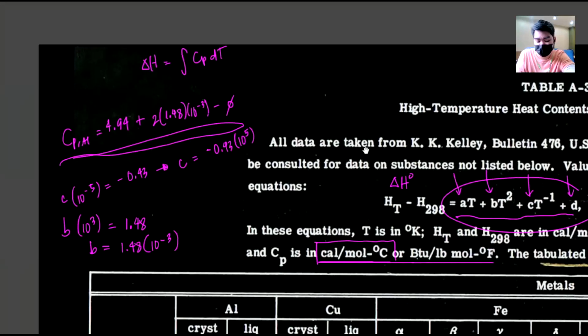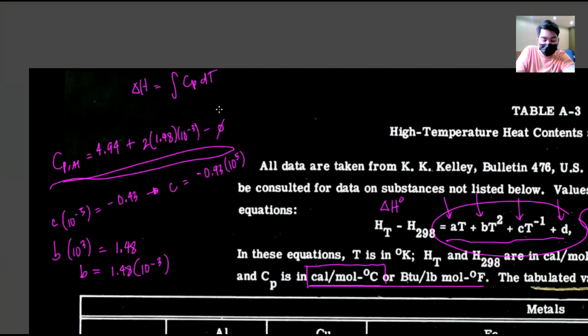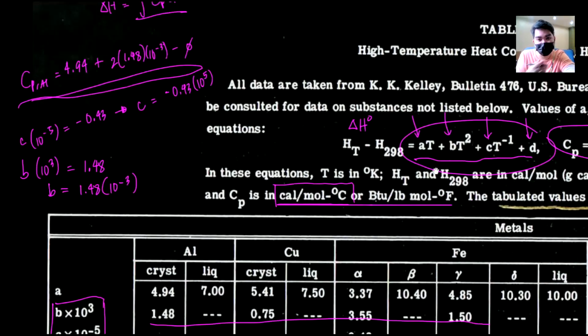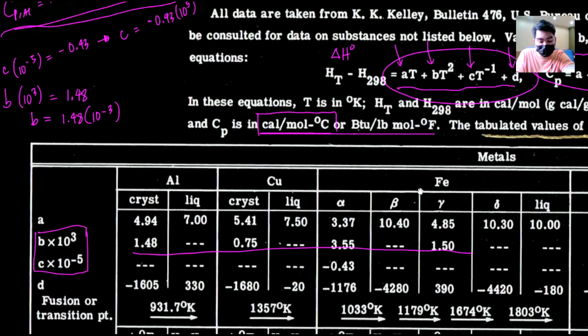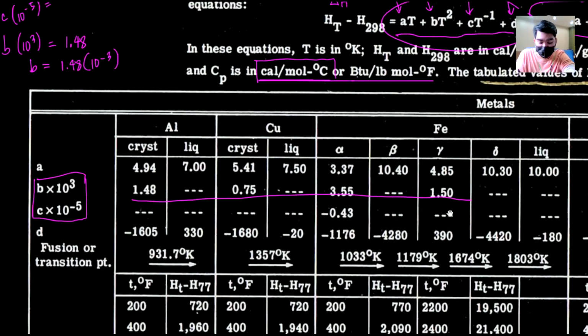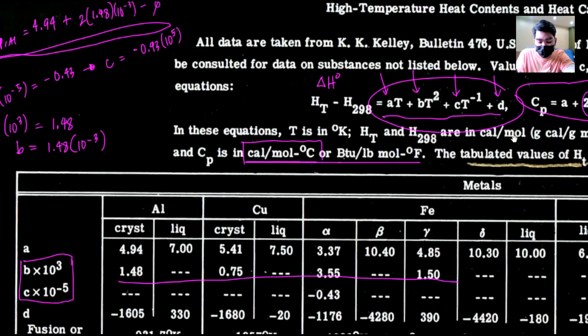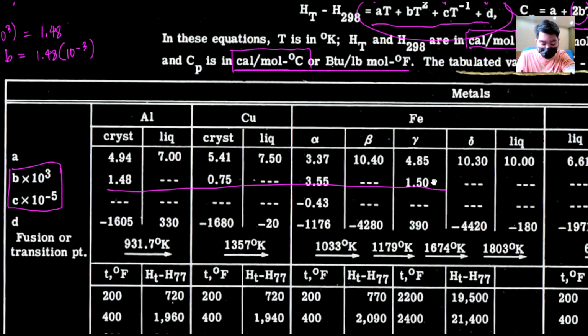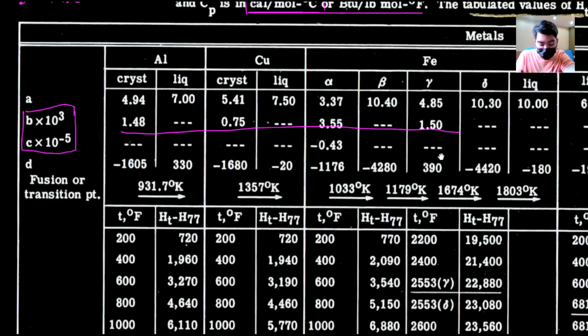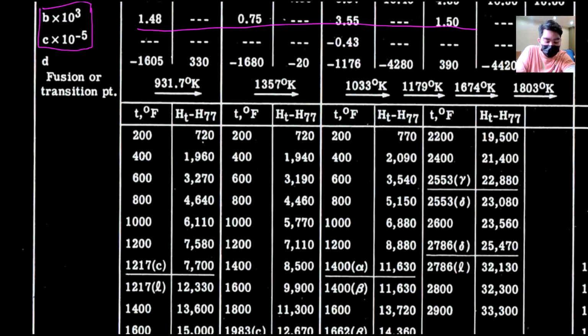Pero for me, I just use itong CP dt form. Tapos i-evaluate ko lang siya. Tapos eventually, I should get this form right here. Pero that is an option for you guys. Okay? Now, pero definitely yung lalabas na value is in cal per mole. Okay? Now, merong isa pang feature dito si Schumann wherein meron siyang tina-tabulate na ng mga common values.